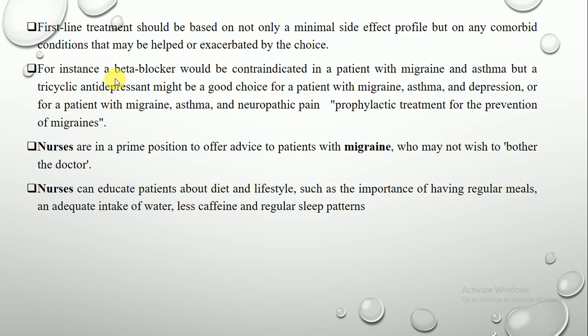अच्छा, so it depends upon your choice. For instance, a beta blocker would be contraindicated in a patient with migraine, especially वो patient जिनको migraine है. So beta blockers are contraindicated especially with migraine and asthma. जिसको migraine है और इसके साथ साथ asthmatic patient भी है तो बीटा ब्लॉकर को फिर अवॉइड करना चाहिए. This is contraindicated, it cannot be used. But a tricyclic antidepressant might be a good choice, like fluoxetine, duloxetine. So this is a good choice for the patient with migraine, asthma and depression, or for the patient with migraine, asthma and neuropathic pain, as prophylactic treatment for the prevention of migraines.